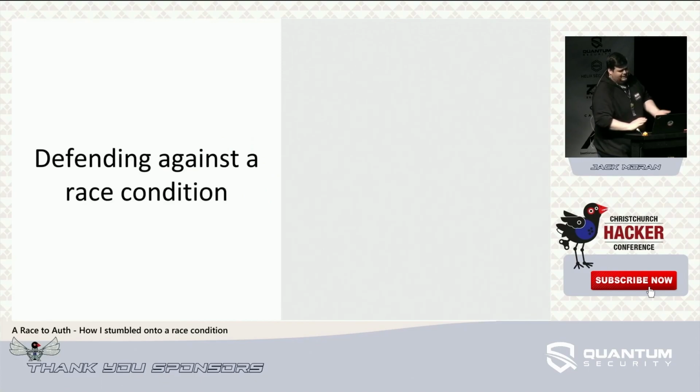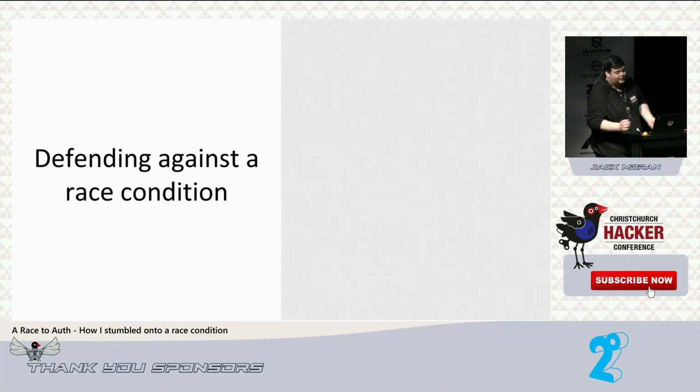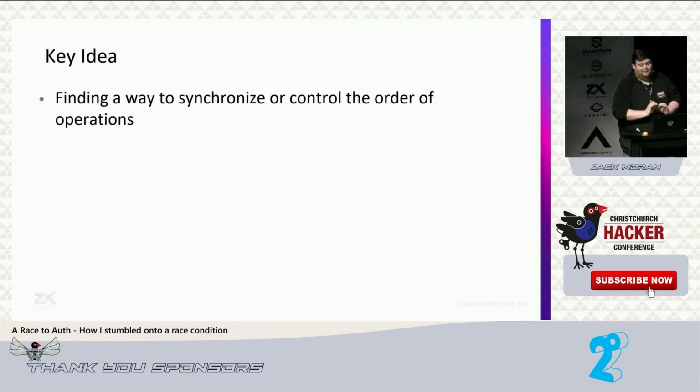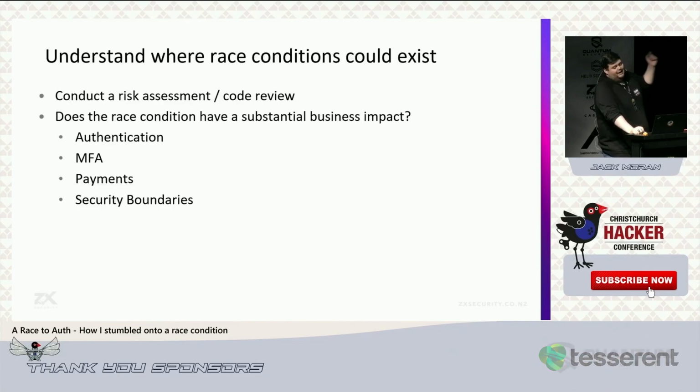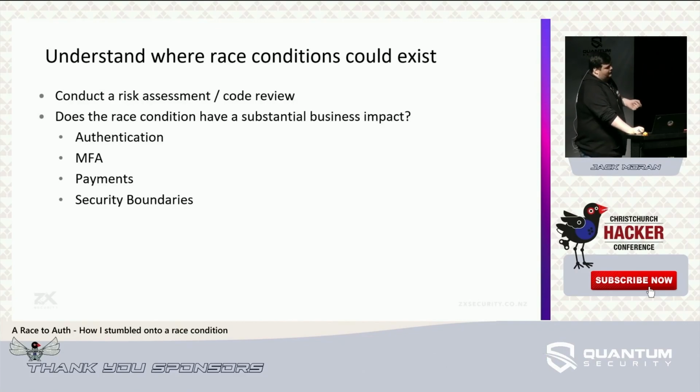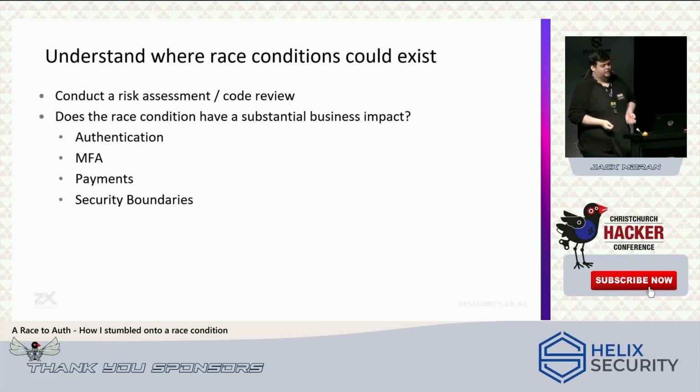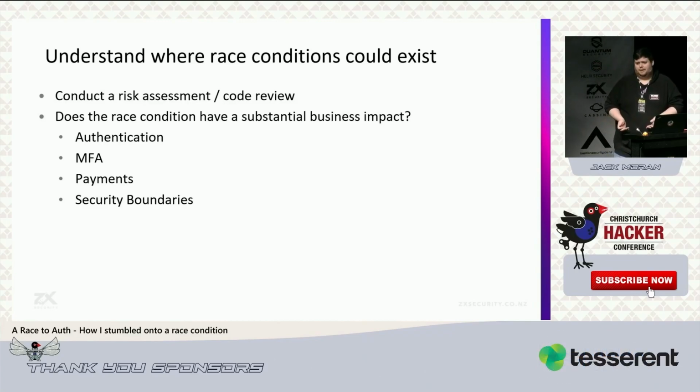Now, I've talked about attacking. Why don't we take a look at defending against a race condition? I'm not an expert in this field, but I want to take away a few key ideas. Finding a way to synchronize or control the order of operations. And to do that, we need to understand where race conditions could exist. Conduct a risk assessment of your code. Do a code review. But in that, consider, does the race condition have a substantial business impact on your authentication, your MFA, your payments, or any security boundaries? Do they have limits in place, and could they be overrun?